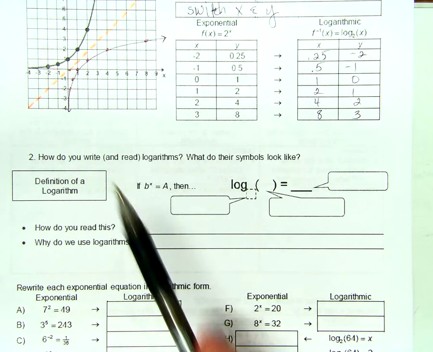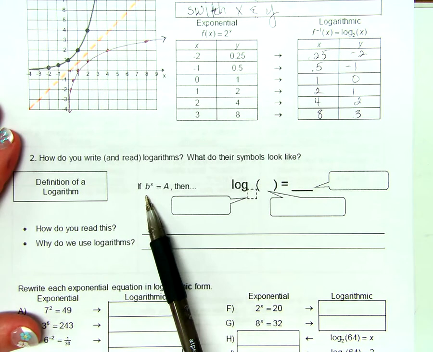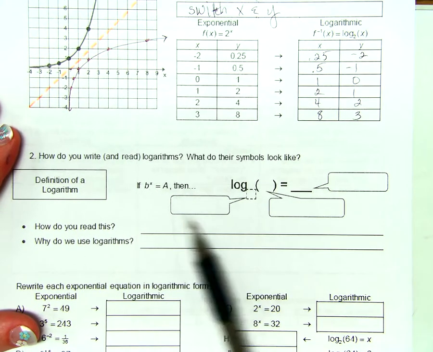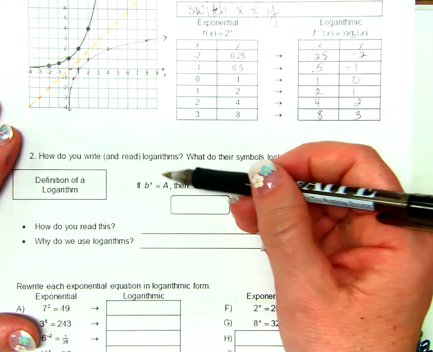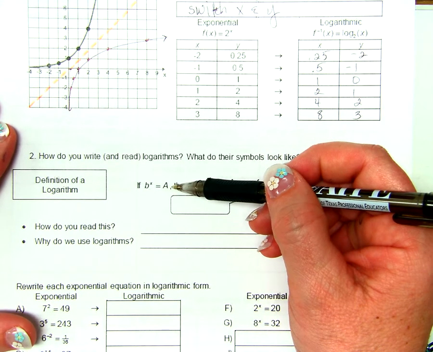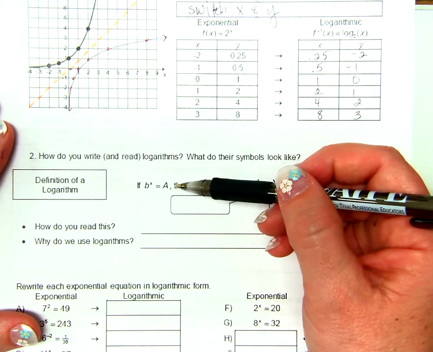Okay? How do you write and read logarithms? What do their symbols look like? If b to the x power equals a, then we have to fill this in. This right here is called exponential form. Why? Because there are exponents here and so on.